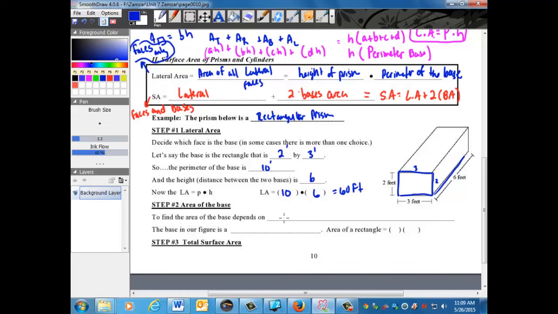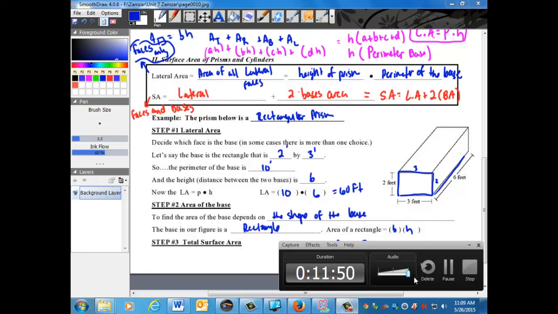To find the area of the base, it depends on the shape of the base. In our drawing, the base in our figure is a rectangle. The area of a rectangle is base times height. And so the area would be 2 times 3. Area is equal to 6 feet squared. Alright, we're going to continue over to the next page.